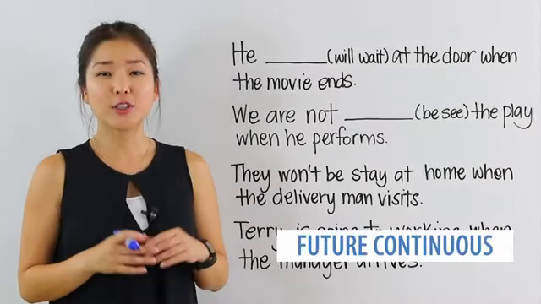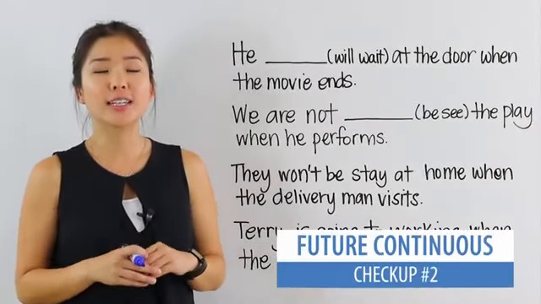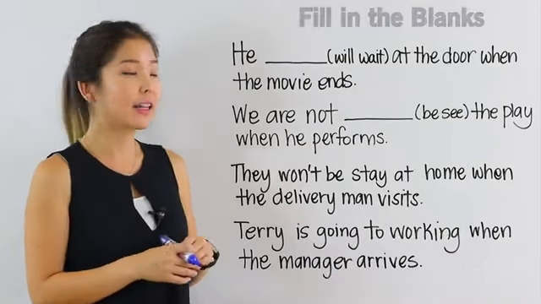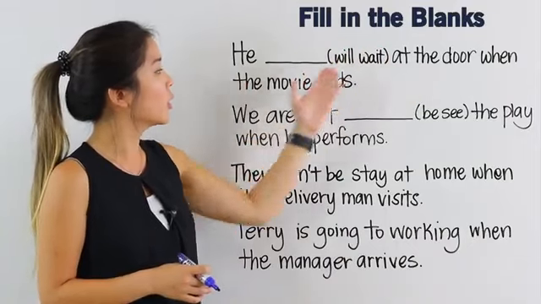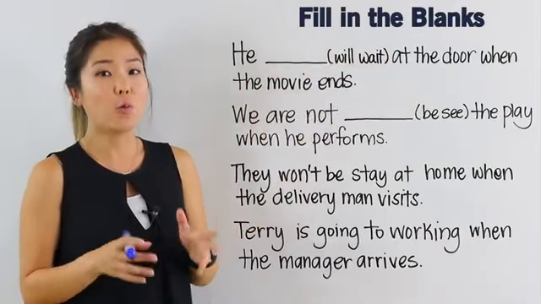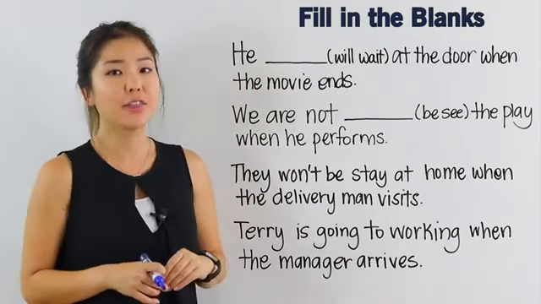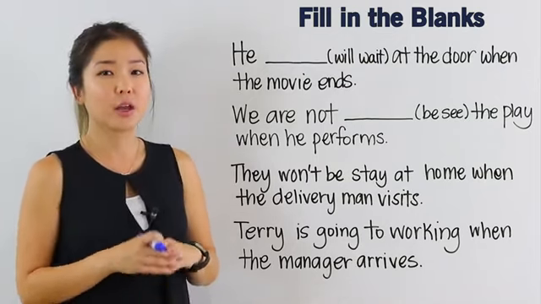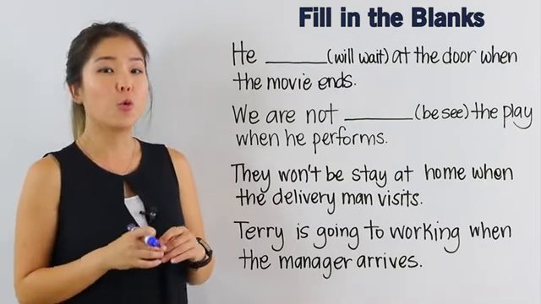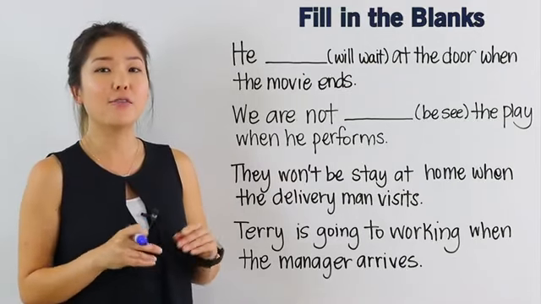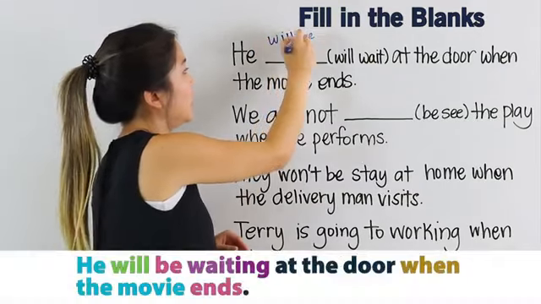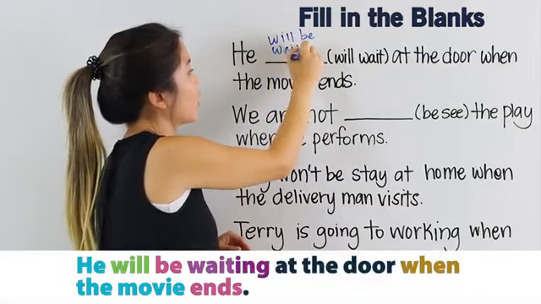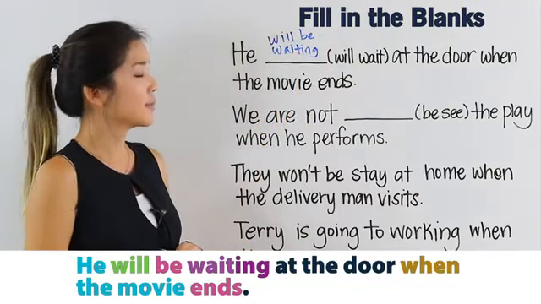Now, let's move on to the next checkup of the future continuous tense. Take a look at the first sentence. It says he blank at the door when the movie ends. I want you to use will and the verb wait. Remember, for this tense, we need will be and then verb ing. So the correct answer is he will be waiting at the door when the movie ends.